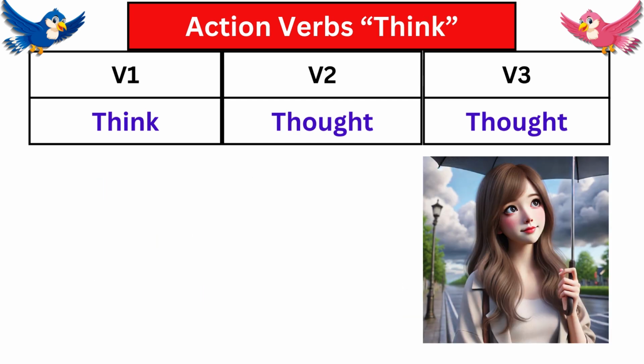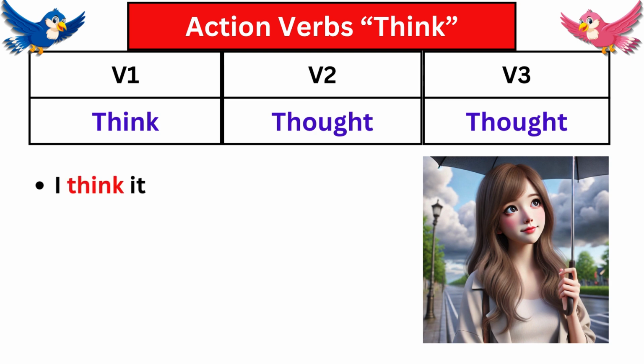Next, let's look at the three forms of the verb. V1: think, present. V2: thought, past. And V3: thought, past participle. Now, let's use these words in sentences.